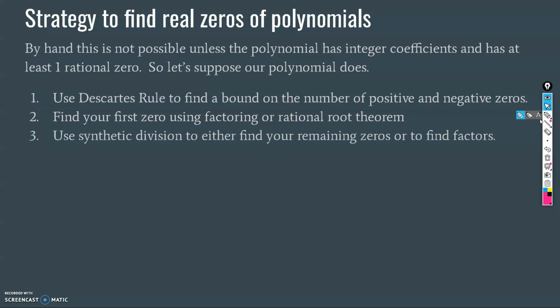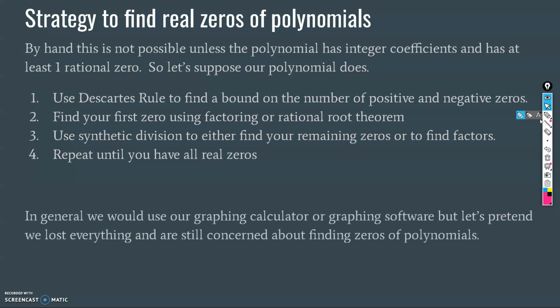And then once we get our first zero, the rational root theorem is a tool to help us find our first zero, supposing we have a rational zero. Then we would use synthetic division to either find the remaining zeros or find the remaining factors. And then we can just repeat the process until we have all of the zeros. Again, supposing though that we have rational zeros in the first place.